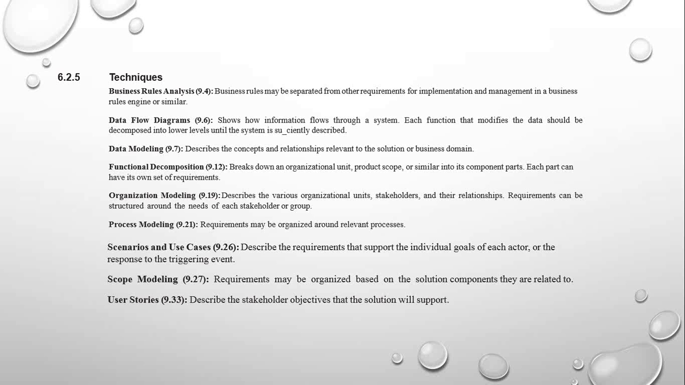Then you have the flow diagram. How the data is traveling in the current system from point A to point B, from claim engine to the member, from member to the portal, from portal to the end user. Show how information flows through a system. Each function that modifies the data should be decomposed into lower levels until the system is sufficiently described. So moreover, you are trying to understand what the data flow is so that everyone can understand it in a detailed way.